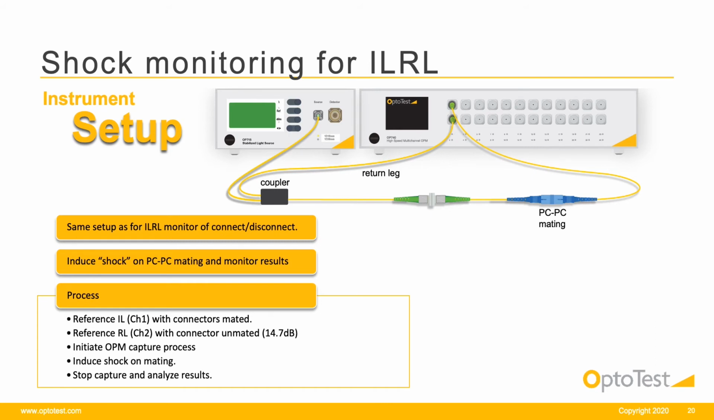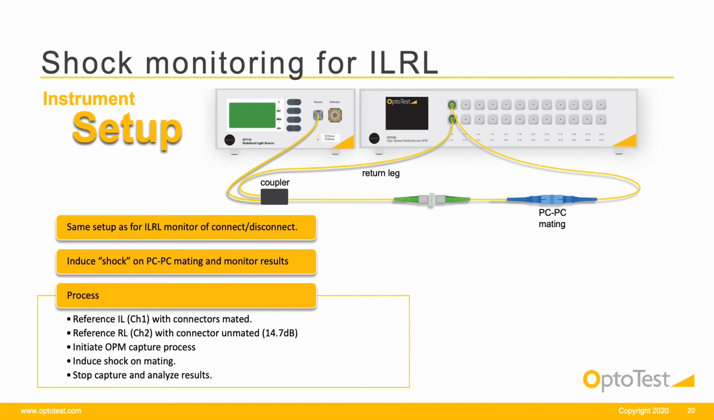In this case, the throughput or change in transmittance is monitored on channel 1 and the return loss is monitored on channel 2. Angled connectors are used to minimize back reflections. To reference the system, the mated pair is disconnected and the return loss is referenced on channel 2. This reference power will be associated with an open flat glass to air Fresnel reflection, or about 14.7 dB. The insertion loss is referenced by connecting the mated pair and referencing channel 1. The baseline for the transmittance of this measurement is 0 dB.